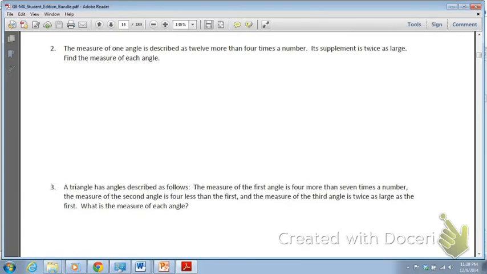Okay, let's look at example 2. And again, hopefully you have struggled over this and tried it, and you're just checking your answer here. Okay, so the measure of one angle is described as 12 more than 4 times a number. So there's a variable here, a number, x. Its supplement is twice as large. Find the measure of each angle.